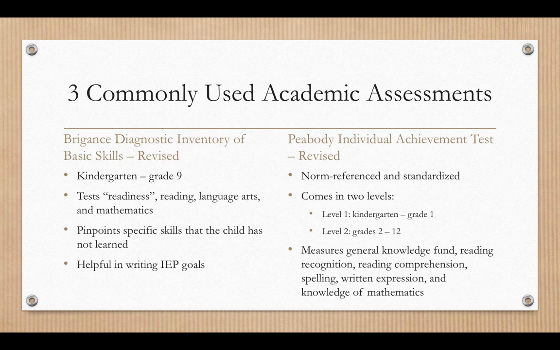The Peabody Individual Assessment Test Revised is norm-referenced and standardized. It comes in 2 levels. Level 1 is kindergarten to grade 1, and level 2 is grades 2 to 12. It measures general knowledge, reading recognition, reading comprehension, spelling, written expression, and knowledge of mathematics.